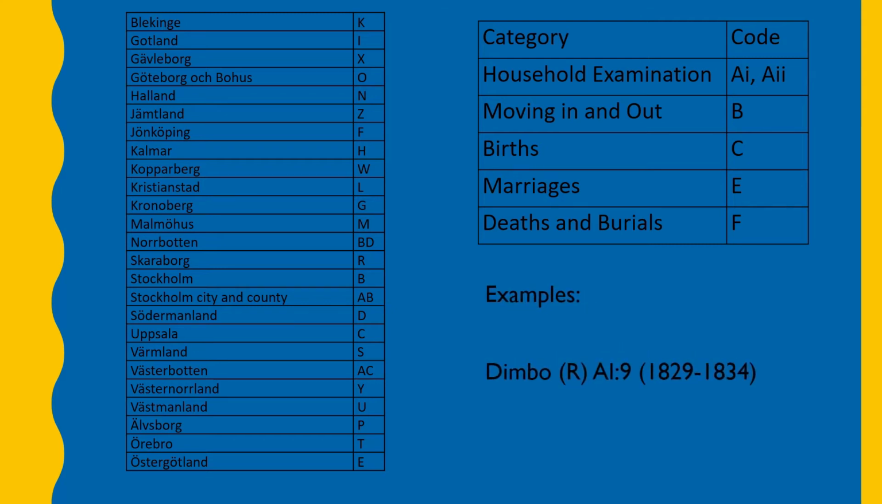For example, if you see the notation that we see right here with Dimbo, we've got Dimbo, and then the R would be representing the county of Skaraborg. The AI is representing that it's a household examination record book. The 9 is saying that it's the ninth household examination record book for the parish of Dimbo. And then those years are what years that book covers. See if you can figure out the second one. You can pause it and I'll come back to it in just a second.